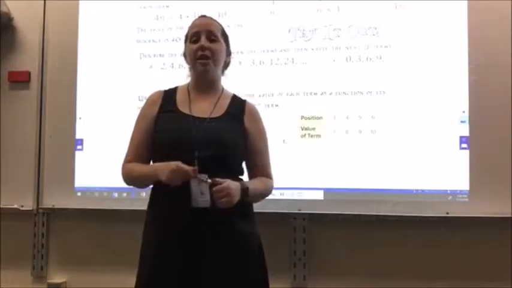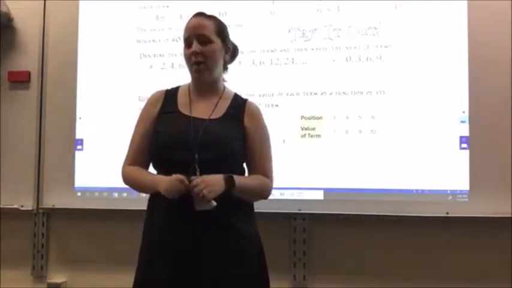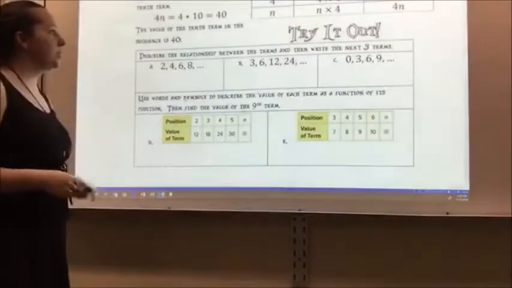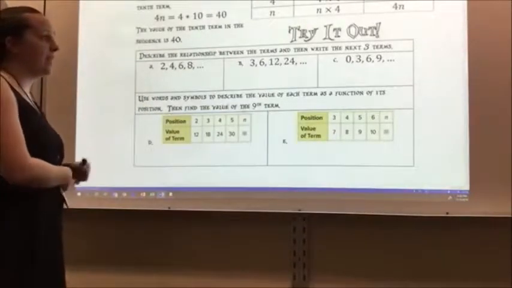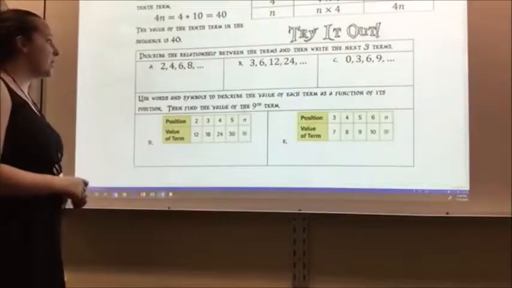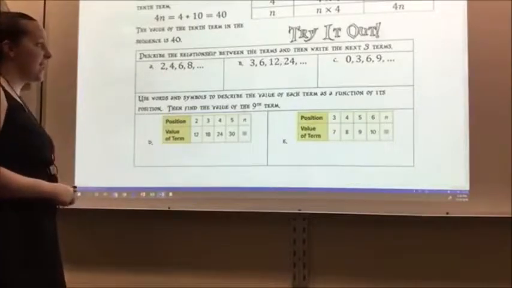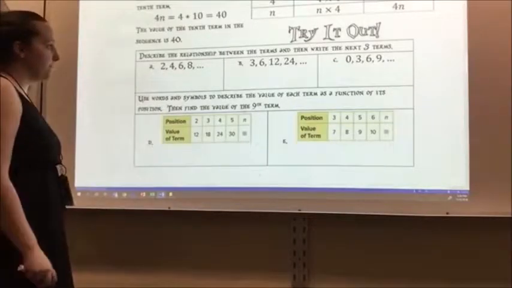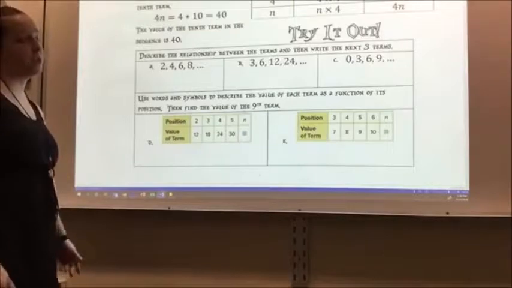Alright, now that you've had a chance to try out the try problems, let's go over them together. So, for letter A, I'm describing the relationship between the terms and then writing the next 3 terms. So my terms are 2, 4, 6, 8. So I'm looking. What do I do to get from 2 to 4? Well, I could add or I could multiply.